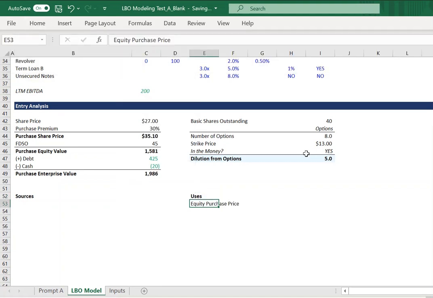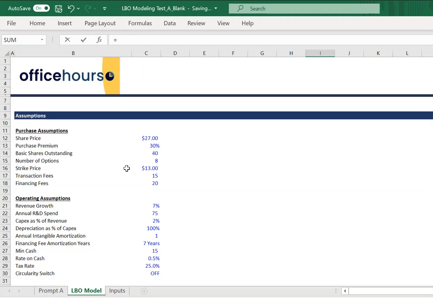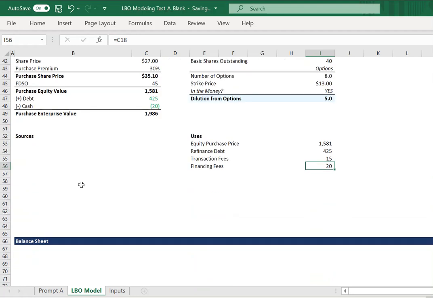So the first line item on the uses is your purchase equity price. Right, so that is the 1581 here. That's the equity that you need to buy out from the seller. And you're also going to need to refinance the debt. So let's link that up to the debt. There are going to be transaction fees and financing fees. So let's go ahead and make all this black and link that up to the prompt. So our transaction fees were 15 and our financing fees were 20.